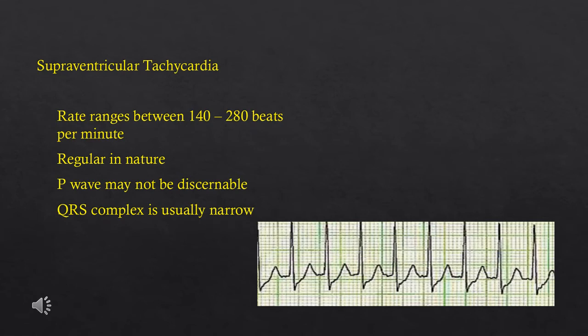Supraventricular tachycardia has a rate range of 140 to 280 beats per minute. It is regular in nature, the P wave may not be discernible, and the QRS complex is usually narrow.